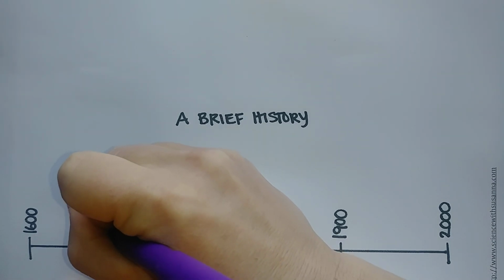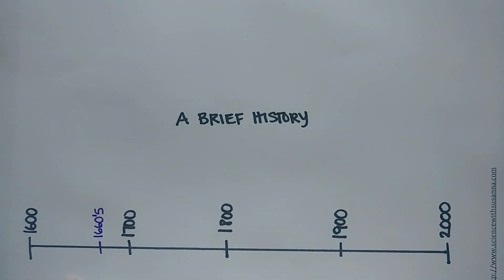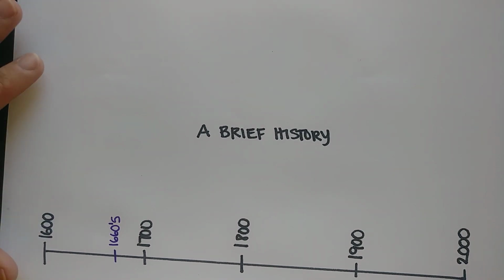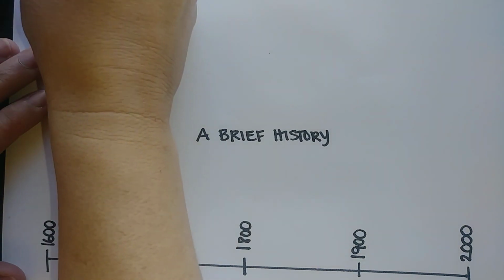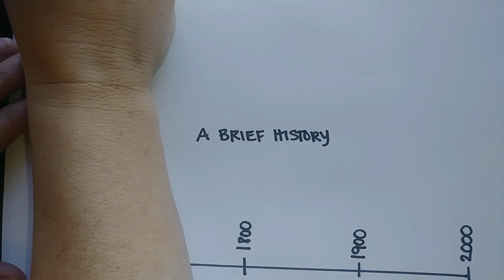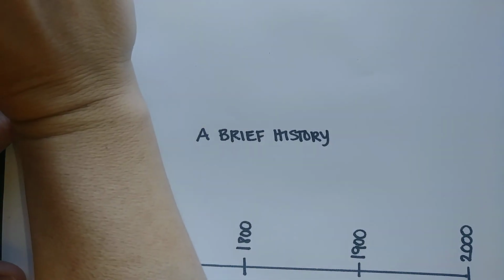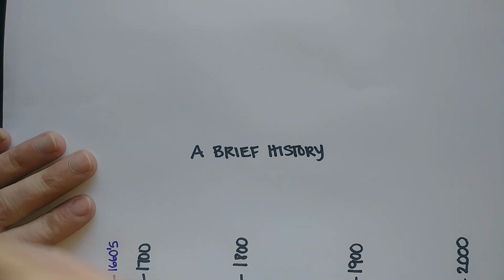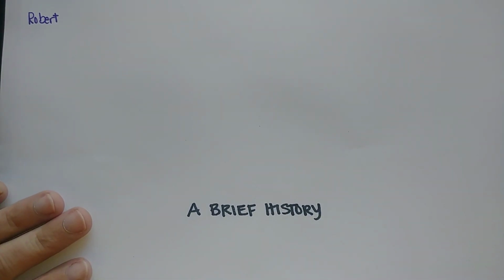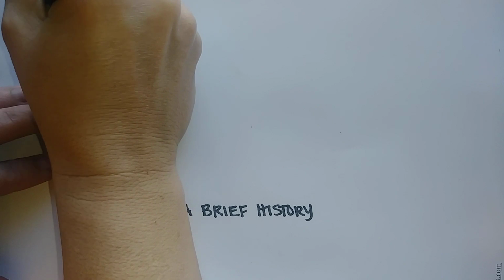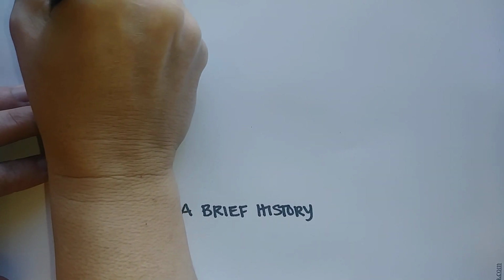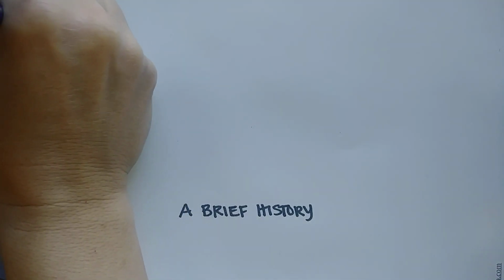In purple, put 1660s. And then we're going to talk about Robert Hooke way up here at the top of the page. Put him right here. Robert Hooke. Let me just make sure you can see that. Nope, you can't. Sorry. Okay, here he is. Robert Hooke with an E on the end. This is a British fellow.